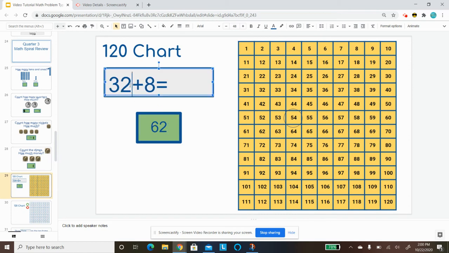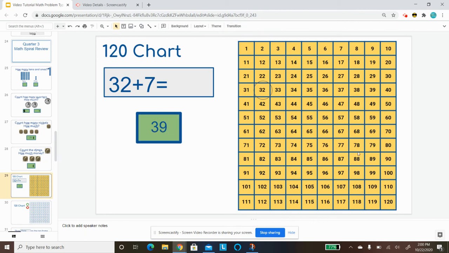Let's try another one. What if I have 32 plus 7? All right. Let me find 32. 10, 20, 30, 31, 32. Let's count. Ready? 1, 2, 3, 4, 5, 6, 7. So 39 is going to be my answer.